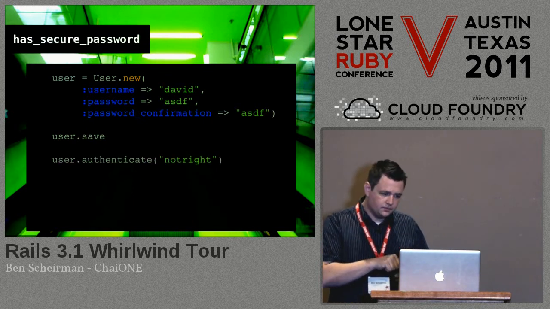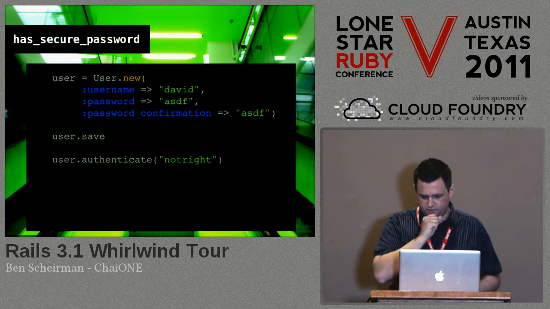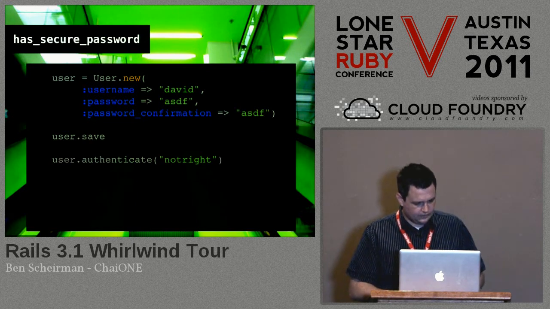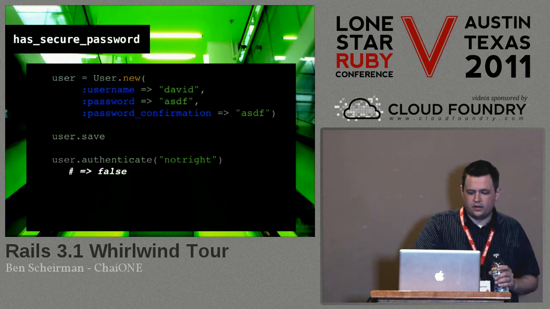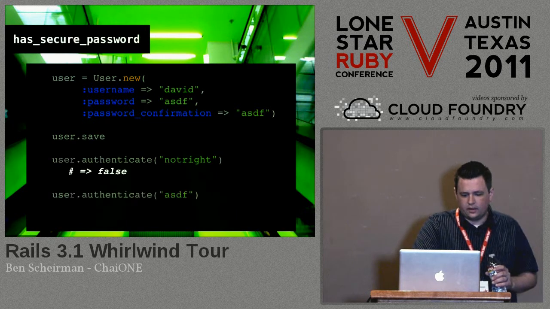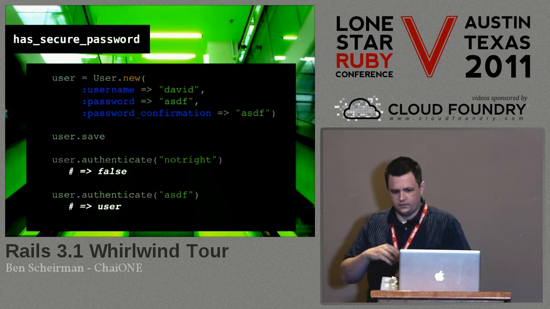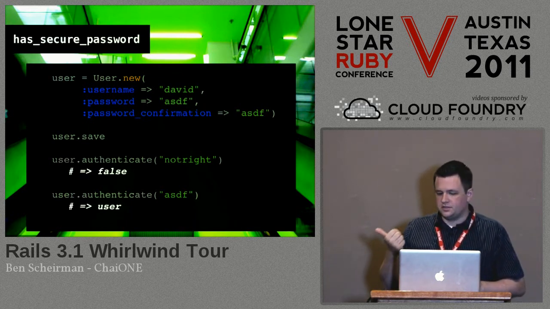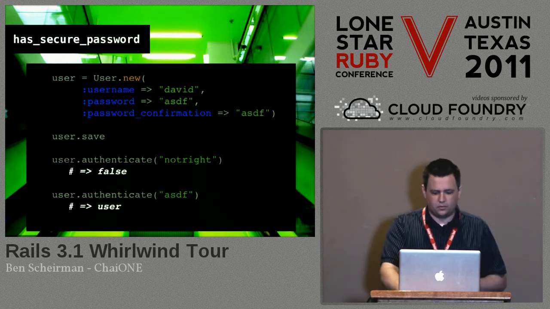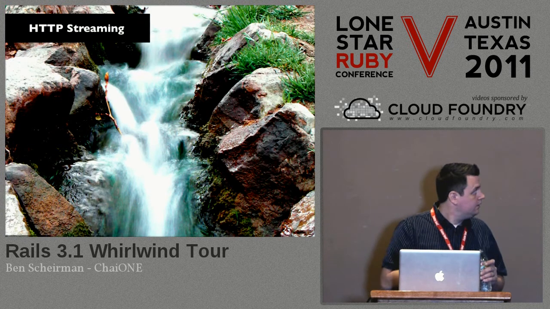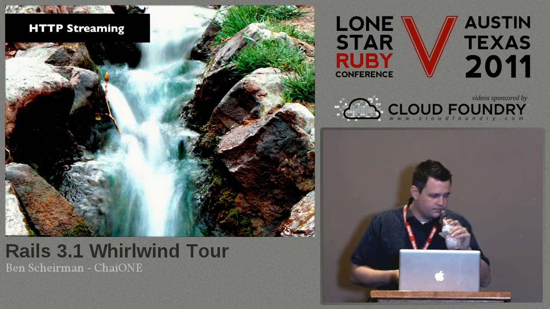Then we call save on that user. It uses bcrypt to encrypt the password and store it in that password_digest column. And then we can call the user.authenticate method, passing in an incorrect password, and that will return false. And if we authenticate with the correct password, that will return the user itself. So you have a really easy way of finding the user by some unique identifier, like their username, and then trying to authenticate that user based on the password provided, and that's it. So has_secure_password is a big win, and it makes it even easier to just roll your own authentication system.